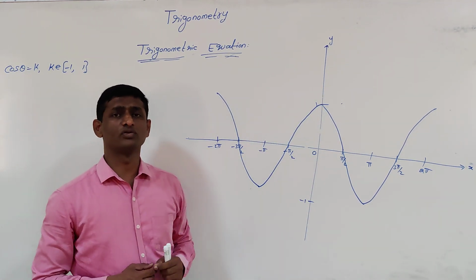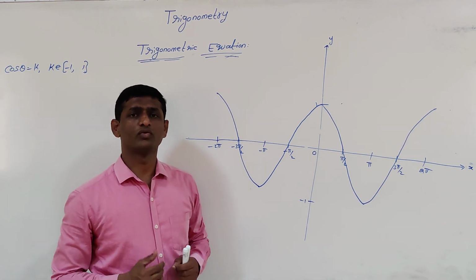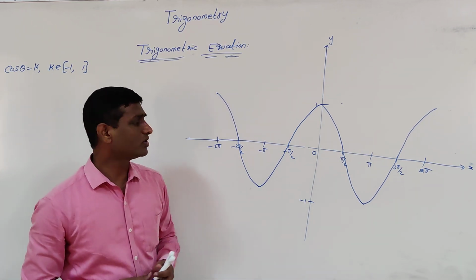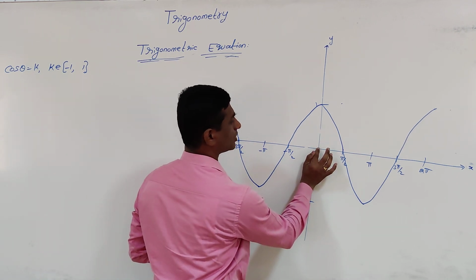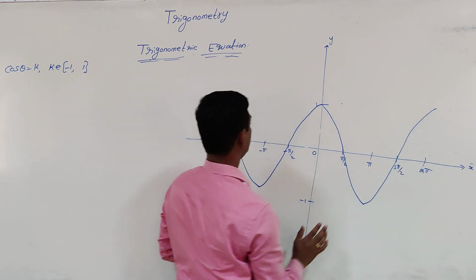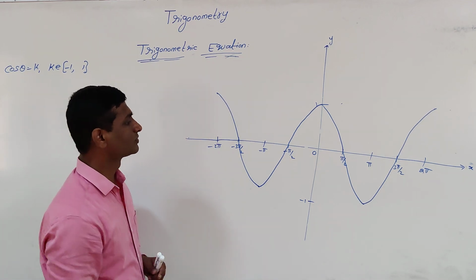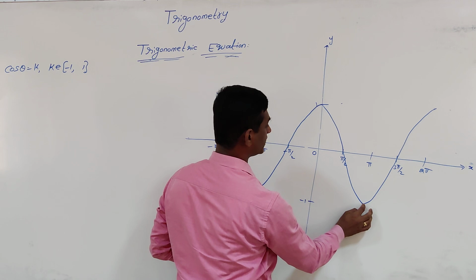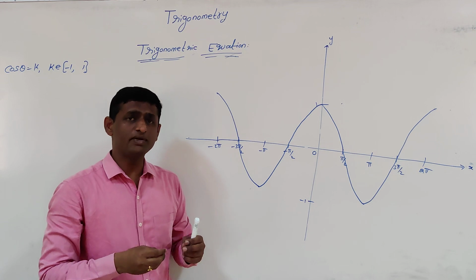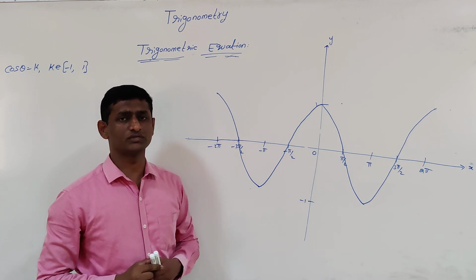Now, is the graph of cos theta a bijection? Obviously no. Why? Because cos theta is not a one-one function. If I consider cos 0 is 1, cos 2 pi is also 1, and cos of -2 pi is also 1. Not only that, cos pi is -1, and cos of -pi is also -1. Means distinct elements have the same image. So it is not an injection or one-one function.